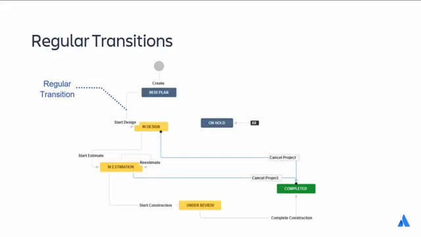Here is our example of the house building workflow again. A regular transition is a link between two statuses that enables an issue to move from one status to another. In order for an issue to move between two statuses, a transition must exist. And it is a one-way link, so if an issue needs to move back and forth between two statuses, two links need to be created.